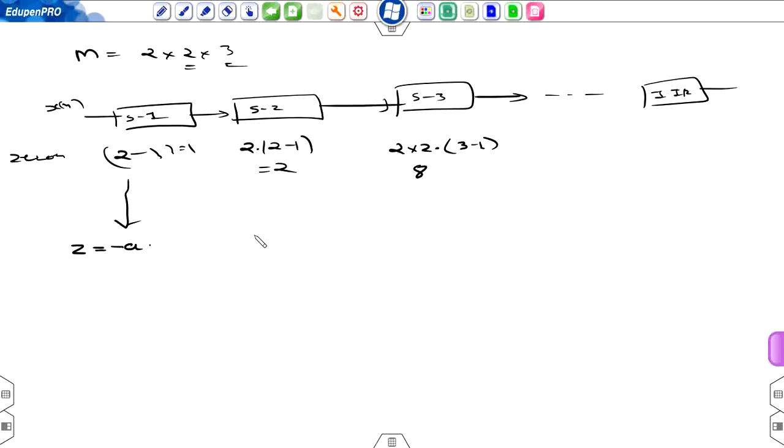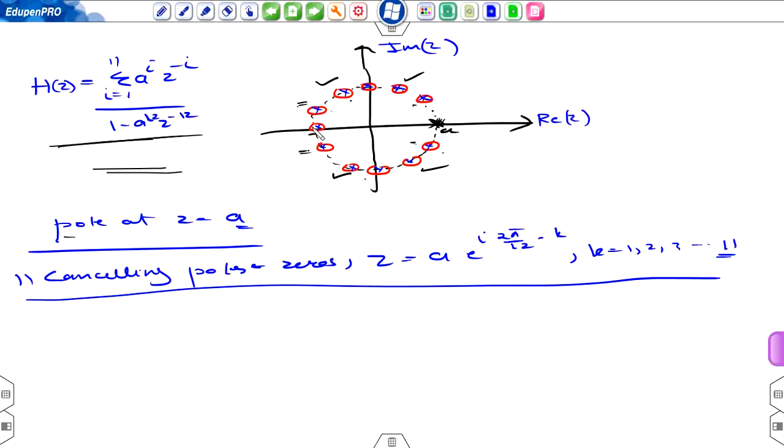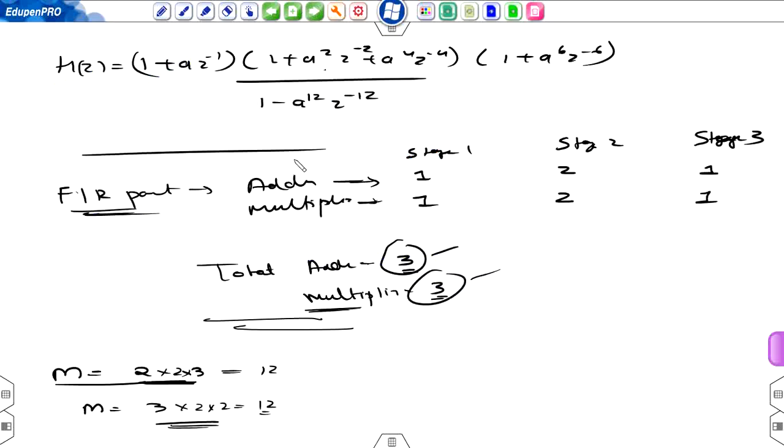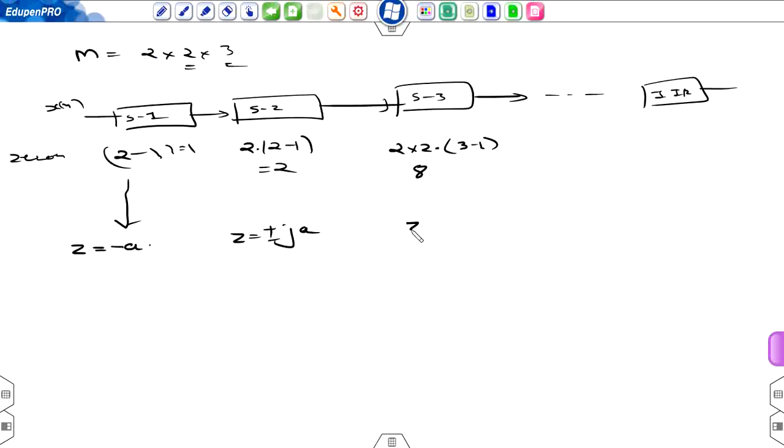Okay, and for the second stage, let the zeros be given by z equal to plus minus j. For the first stage, z equal to minus a; for the second stage, plus minus j; and the remaining in the third stage. So for the third stage, z will be equal to a e raised to power plus minus j pi by 6, a e raised to power plus minus j pi by 3, a e raised to power plus minus j 2 pi by 3, and a e raised to power plus minus j 5 pi by 6.